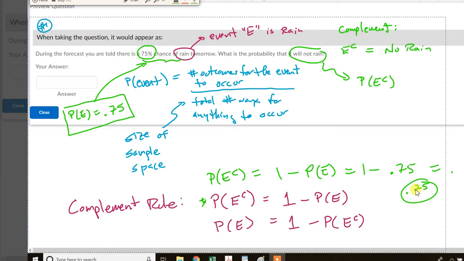75% chance of rain, so 25% chance of no rain. And that's it. Let me make that 0.25 a little clearer. That one should be pretty easy. The complement is 100% minus the probability of the event, or if you're in decimals, 1 minus the probability of the event. Typically, we do probabilities in decimal form. All right, so let's do problem 2.